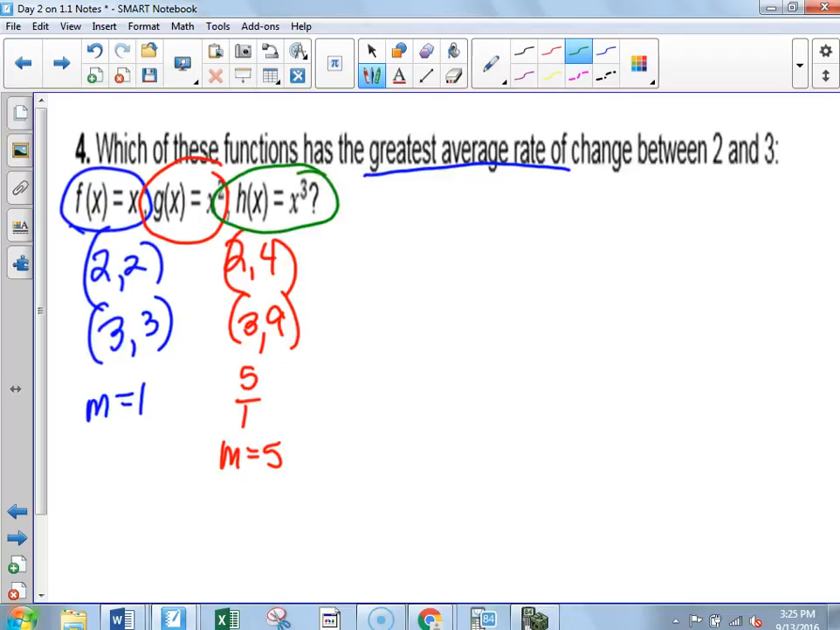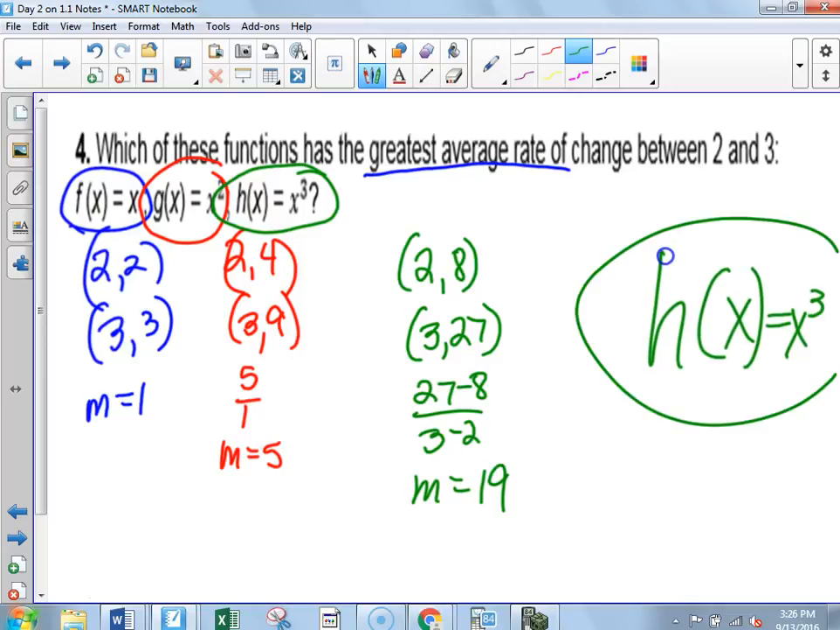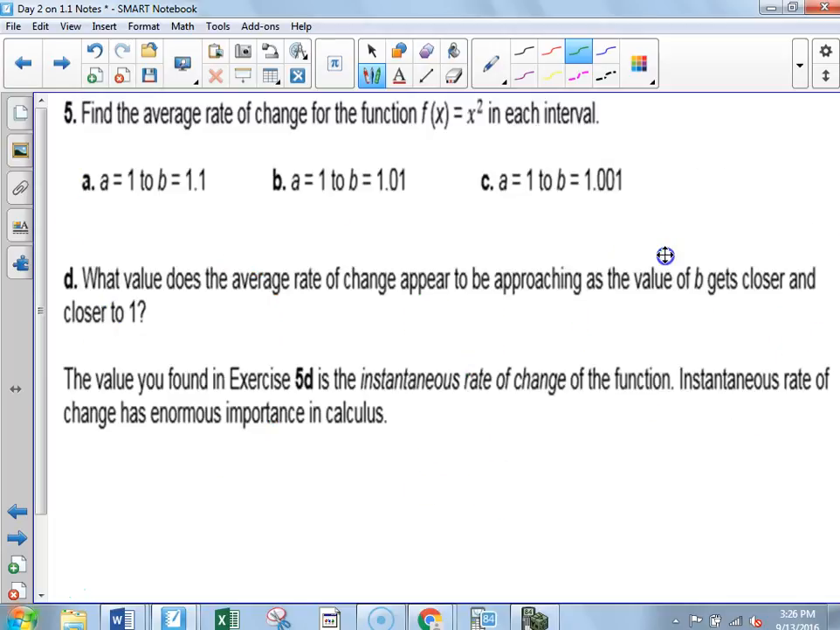Okay, what about cubic? I'll slow down a little bit. 2 cubed, 2 times 2 times 2, is 8. 3 times 3 times 3 is 27. 27 minus 8. Okay, so which had the greatest rate of change? The cubic, right? h of x equals x cubed had by far the greatest rate of change between 2 and 3. They would all be the same between 0 and 1. 1 squared is still 1, right? 1 cubed is still 1. So they were all equivalent rate of change between 0 and 1.